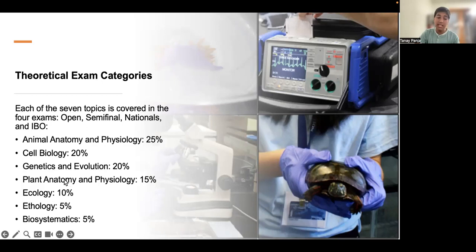The fourth is plant anatomy and physiology, where you learn about plant organ systems and structure. The fifth is ecology, where you'll learn about ecosystems and the environments and the abiotic factors that affect ecosystems. And you have ethology as well, which explores animal behavior. And then finally, you have biosystematics, which explores taxonomy.